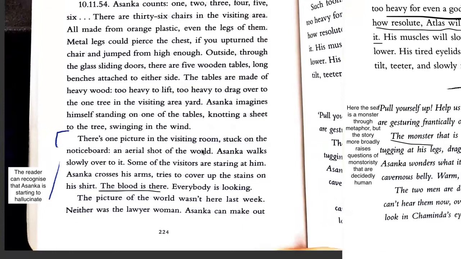But he's there in the visitor's room, and it says Asanka crosses his arms, tries to cover up the stains on his shirt. The blood is there. So again, as the narrative progresses, we're starting to get more and more instances of that signal to us as readers that this is an individual who's losing touch with reality. He is so deeply traumatized by the blood that he's seen, and which is sort of synonymous with death, that he sees it everywhere now.